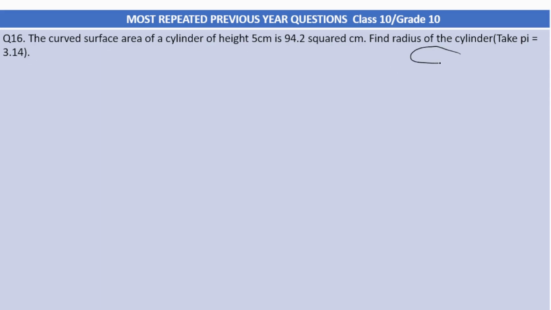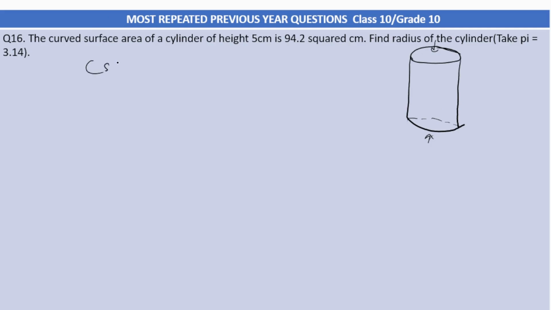Now, if this is a cylinder, I'm just drawing a rough diagram. Then the curved surface area is this entire area that we can touch, this vertical area, not the surface below on which it is standing or the surface on the top. That will be included when we are calculating the total surface area of the cylinder. So CSA has been given to us.